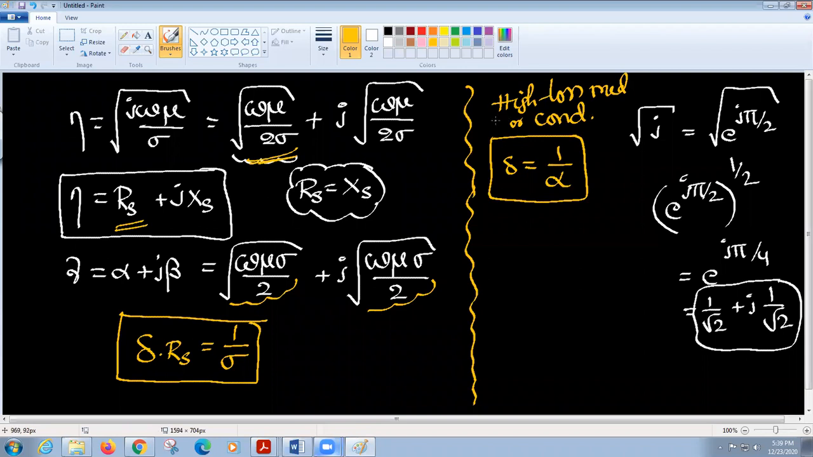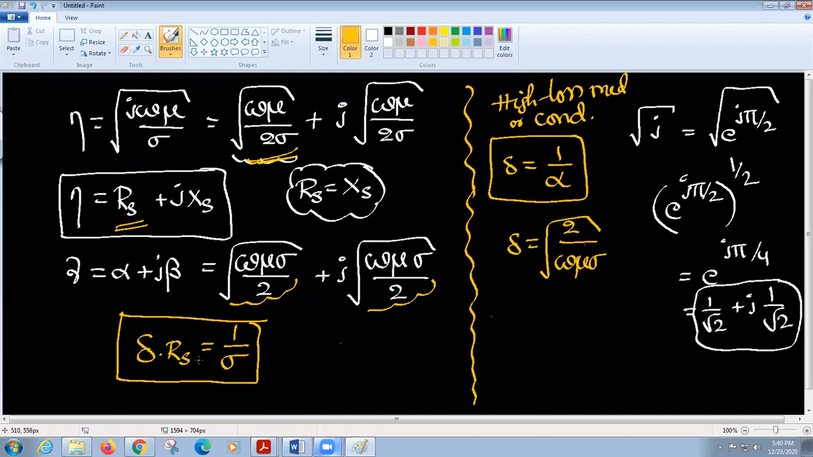So electromagnetic waves hate conductors. They love to travel in free space or vacuum. Okay, anyways, so delta equal to 1 over alpha. If alpha equals this, so delta becomes 2 over omega mu sigma.